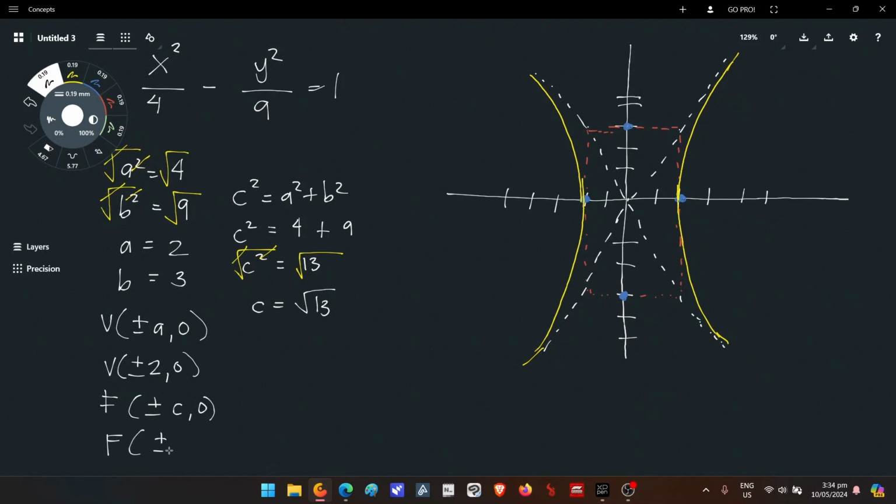So our foci are positive, negative square root of 13, comma 0. And the square root of 13 is approximately 3.6. So 3.6 is 1, 2, 3 here, positive, negative 3.6. As you can see, it is inside. And negative 3.6, 1, 2, 3.